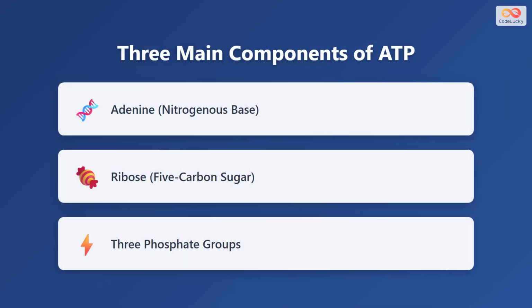ATP is composed of 3 distinct structural components that work together to store and transfer energy. The first component is adenine, which is a nitrogenous base containing nitrogen atoms in its ring structure. The second component is ribose, a 5-carbon sugar molecule that forms the structural backbone. The third component consists of 3 phosphate groups, which are the key to ATP's energy-storing capabilities. These 3 parts are chemically bonded together to form the complete ATP molecule, with each component playing a critical role in the molecule's function.